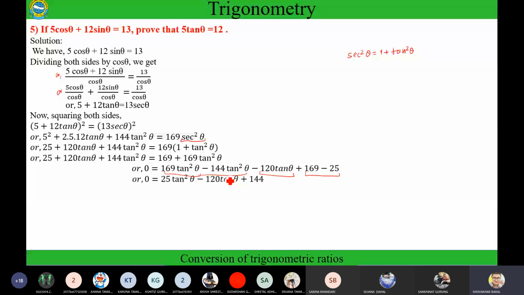0 equals to, now let's subtract it. 169 minus 144 is 25, so 25 tan square theta. 0 is equals to 25 tan square theta minus 120 tan theta plus 144. Up to here this is very important.